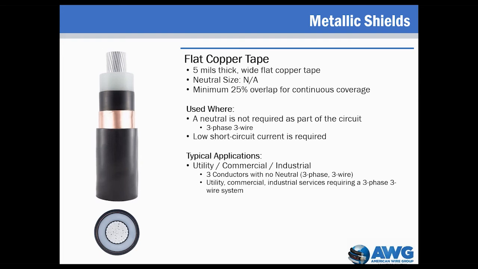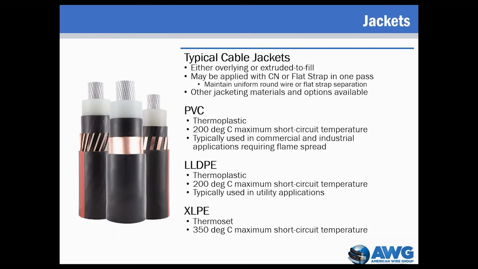Since the resulting neutral size based on conductivity is small, this shield option is usually specified for use in a 3-phase, 3-wire system where a neutral conductor is not required as part of the system. As such, the short circuit current carrying capability or duration is significantly lower than that of a concentric neutral wire or flat strap shield. Typical applications include utility, commercial, and industrial distribution and services.